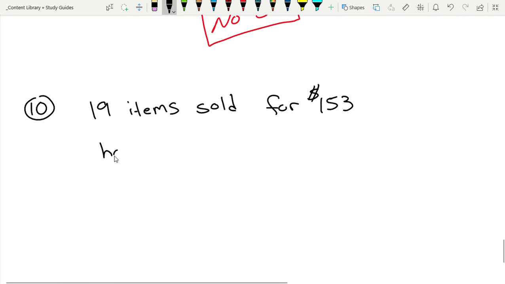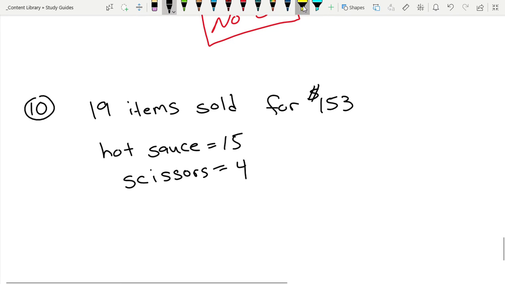The hot sauce is worth $15 a piece, so hot sauce is equal to 15, and the scissors are equal to $4 a piece. So the minute you see the word items, that's going to be your variable. So the hot sauce, we don't know how many we sold, nor do we know how many scissors we sold. We know we sold a combination of the two, but we don't know how many of each one we sold. So when it says you got 19 items, that means if you add your hot sauce plus the scissors, there was 19 things that you had sold when you combine the hot sauce and the scissors.